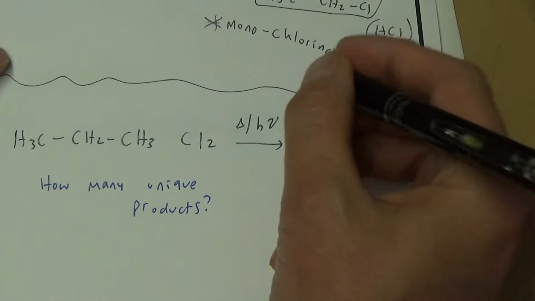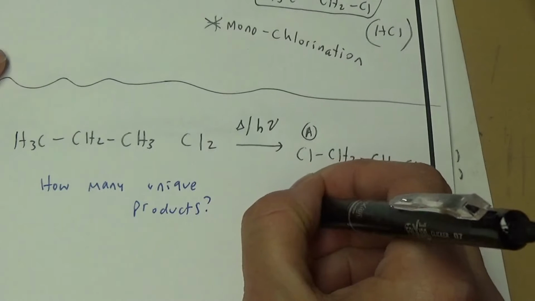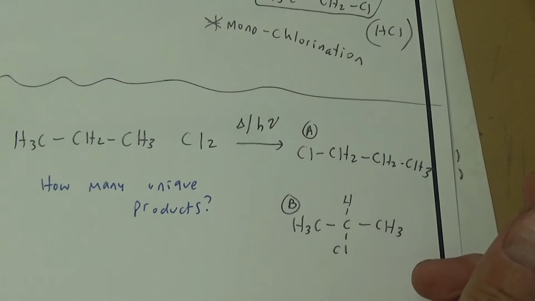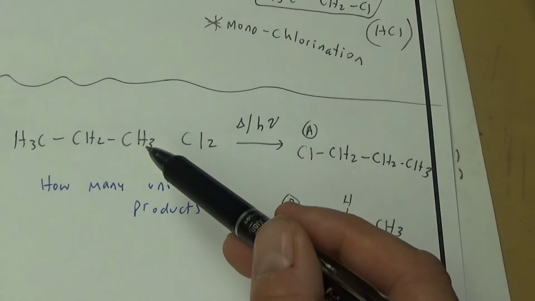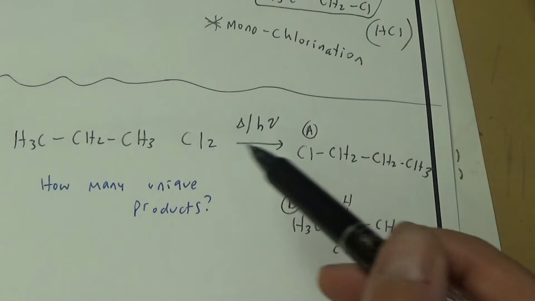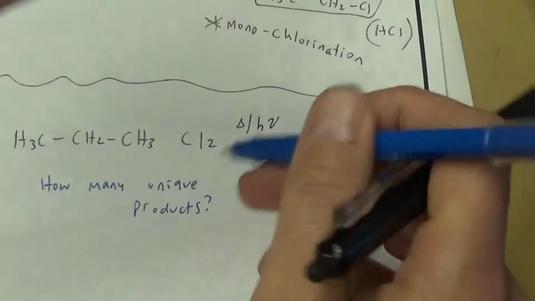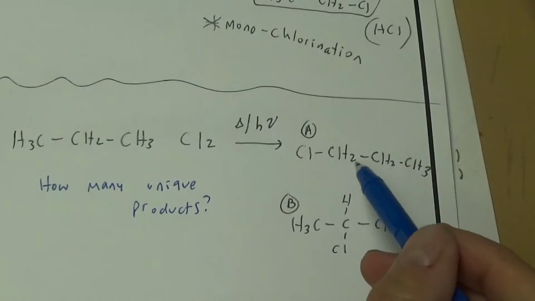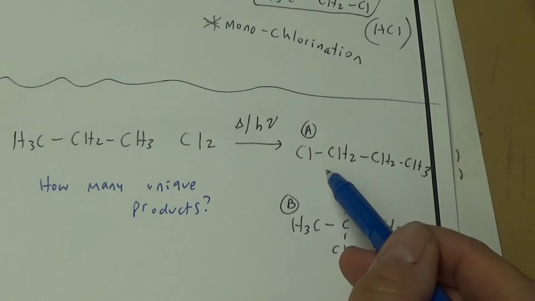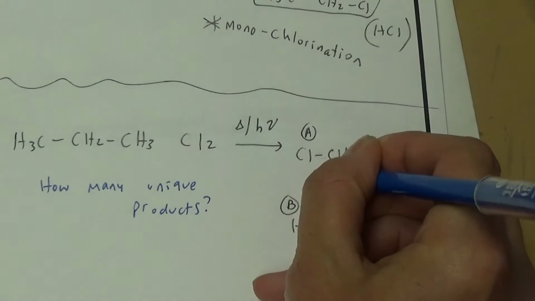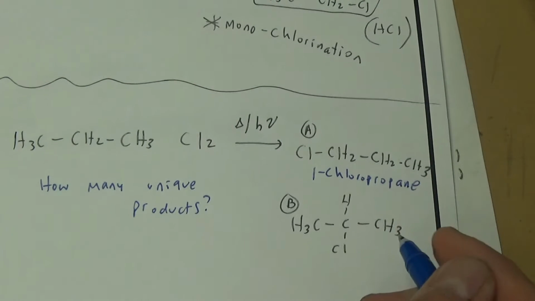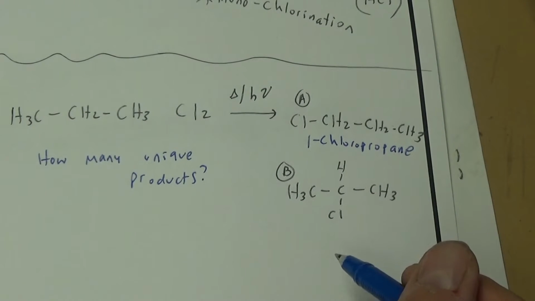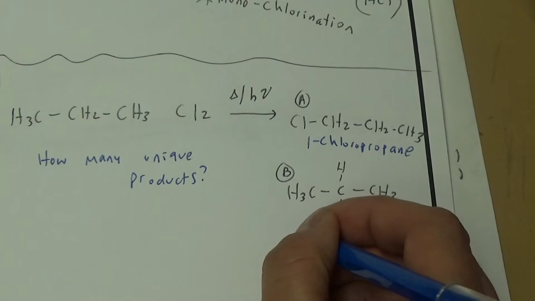I'm going to give them letters, A and B. So we have product A and product B, right? And of course if you chlorinate the right side carbon, it's the same product as A, right? One more thing we can do is give them IUPAC names, the nomenclature. What's the name of this? 1-chloropropane, right? What's the IUPAC name of the second one? 2-chloropropane.